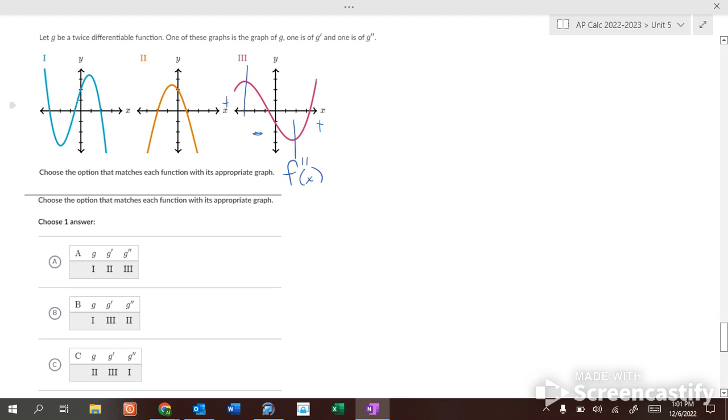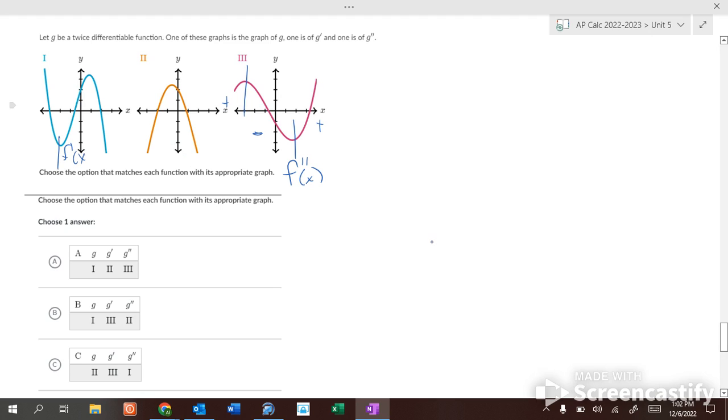Okay, so what's our next guess? 2? You want 2 to be the original function. So if 2 is the original function, it's all negative slope. So 1 would have to be negative everywhere. Does that work? No. Let's try 1 to be the original function.